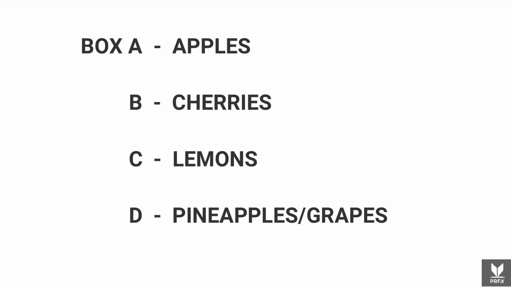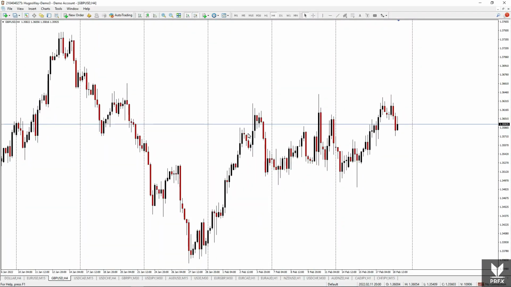If you have 4 boxes, box A, B, C, and D, and each of these boxes have fruits in them. Box A has an apple, box B has a cherry, box C has a lemon, and box D has a pineapple or a grape. Now, when you open box A, you will always find an apple. You already know all these boxes and what they contain. That's the same way the market prices, or the market is poised to deliver.